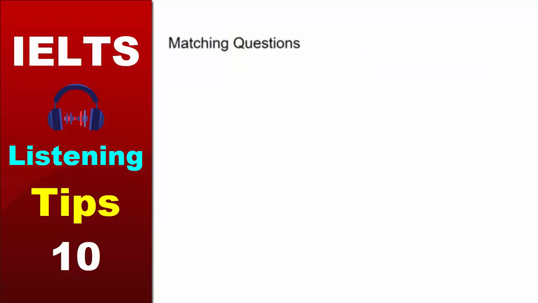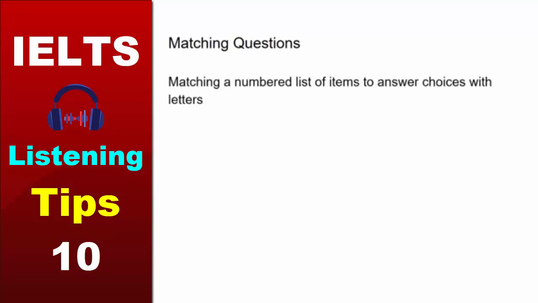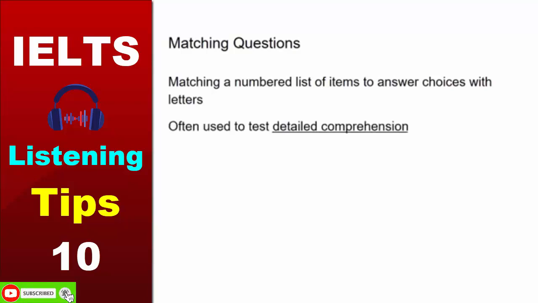Okay, first let's look at some basic information about this question type. All right, so as we just saw, the main point of this question, the main activity you'll be doing, is to match a numbered list of items, okay, these are your questions, with answer choices, which will appear in a list, sometimes in a box for you. So this question type is used to test detailed comprehension. So you're supposed to listen for details to answer this question type.